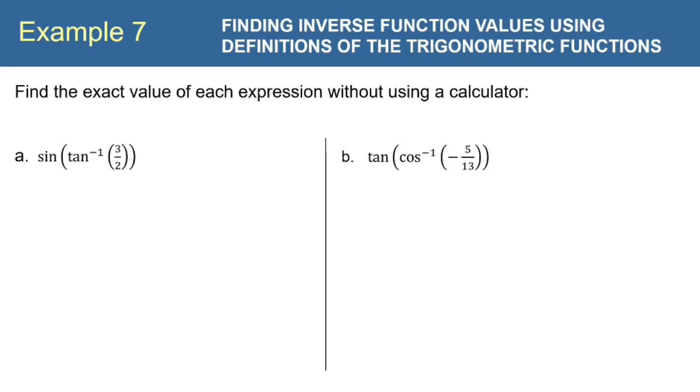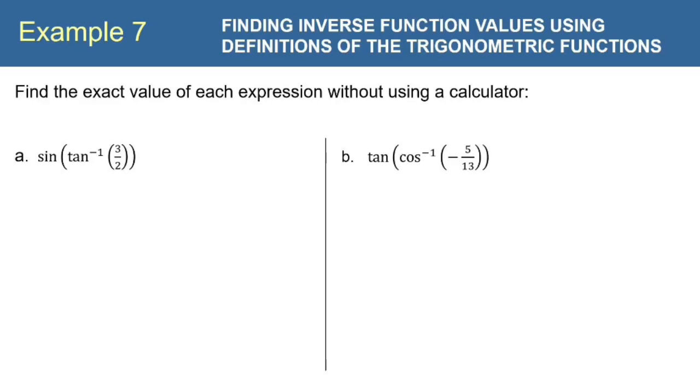And now that we have worked with all 6 inverse circular functions, let's go ahead and look at example 7. This one says, find the exact value of each expression without using a calculator. I know that to a lot of students, these problems look a little intimidating. Here in part A, it says, find the sine of the tangent inverse of 3 over 2. And at first, when you look at that, it does look difficult and complicated.